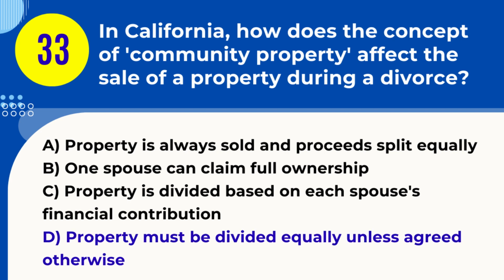Answer. D. Property must be divided equally unless agreed otherwise. Explanation. In California, the concept of community property dictates that property acquired during marriage is owned equally by both spouses. During a divorce, such property must be divided equally unless the spouses agree to a different arrangement.